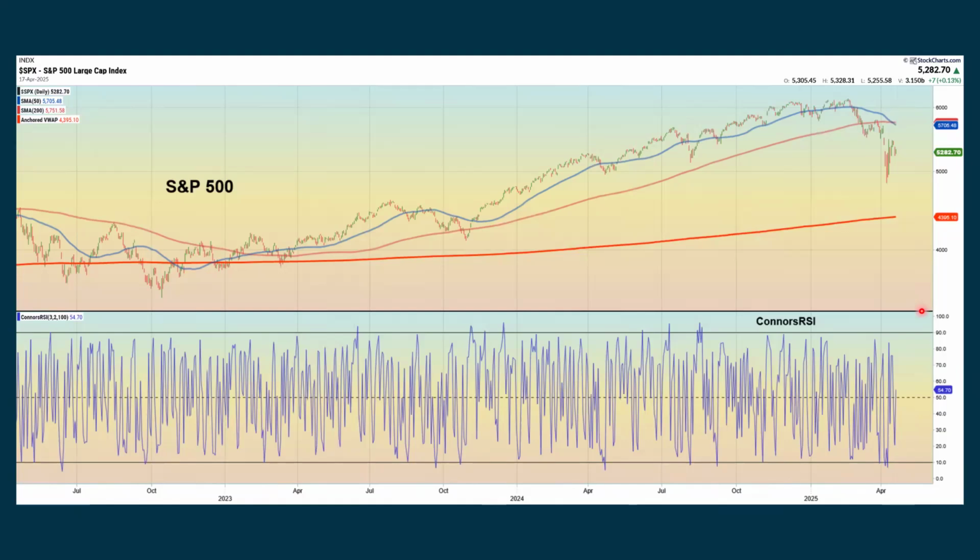Connors RSI, very similar to a regular RSI. We look for extreme positive or negative readings, and we're just a little bit above the midpoint. I only show this when we get extreme.